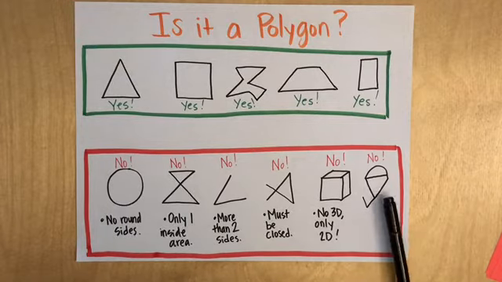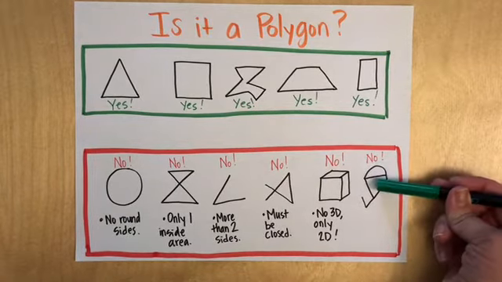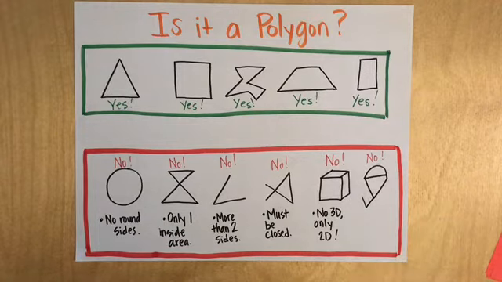Now this shape right here, it breaks so many rules that we don't call it a polygon. Look, it's got a curved edge. It's got more than one inside space. It has a little hangy off thing. So yeah, it breaks almost all the rules. So that would not be a polygon.